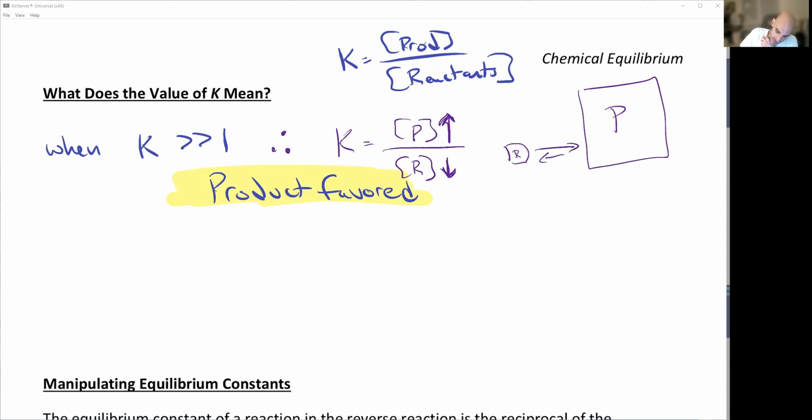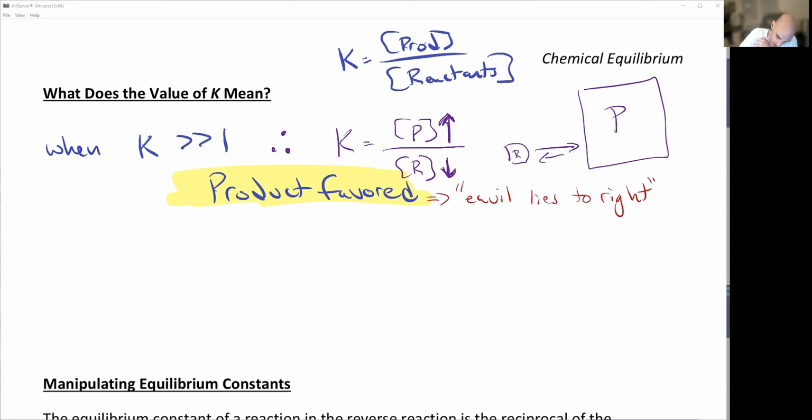We also would say something along the lines of the equilibrium lies to the right, meaning it lies to the right, it lies to the product side. We have equilibrium on the right.